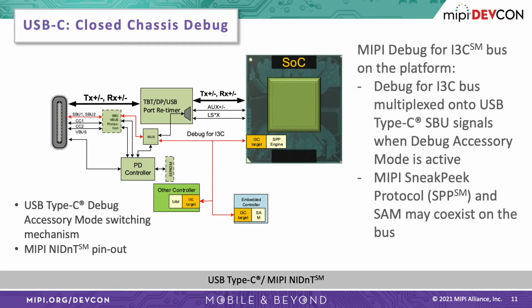This slide is showing the USB Type-C connection that we discussed in the earlier slide. As you can see, the normal USB connection is used to the apps processor or MCU on the board, and then the sideband signals, which are not used by the USB, are used then for debug.